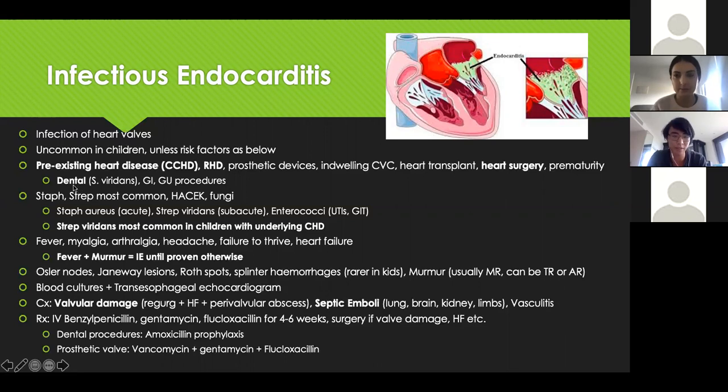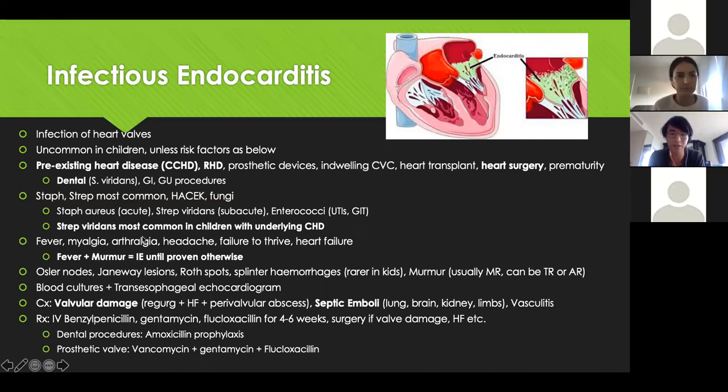Other things to look out for is dental procedures. So that can increase your risk of getting bacteria that can then track down into your heart, as well as certain operations such as gastrointestinal or genitourinary procedures. Usually it's staph or strep. Your HACEK group is another kind of group that can cause infective endo, and rarely it can be fungi. So Staph aureus would generally cause your acute infective endo, similar to adults, whereas Strep viridans causes your more subacute infective endocarditis, which might present a bit slower, more insidious. And the other thing to note, just a buzzwordy thing, is that Strep viridans is your most common culprit in children with underlying congenital heart disease.